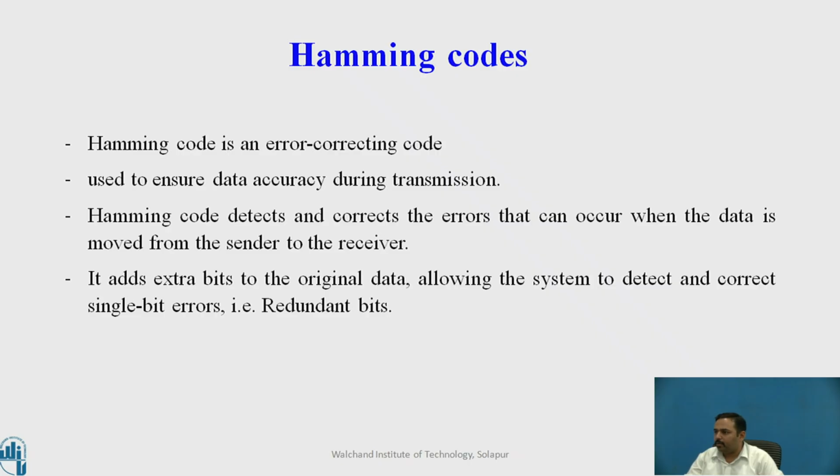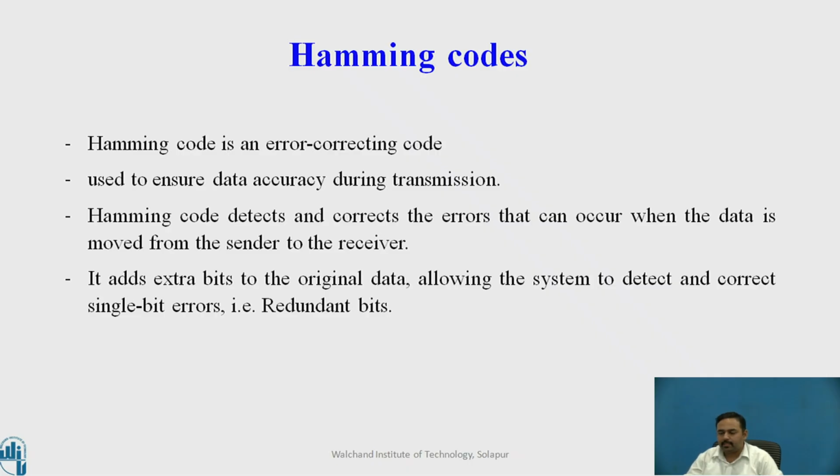So, what is a Hamming code? Hamming code is an error correcting code used to ensure data accuracy during transmission. So whatever data we are transmitting from sender to receiver can be errorless. Hamming code detects and corrects the errors that can occur when data moves from sender to receiver. It adds extra bits to the original data, allowing systems to detect and correct single bit errors, that is nothing but a redundant error.